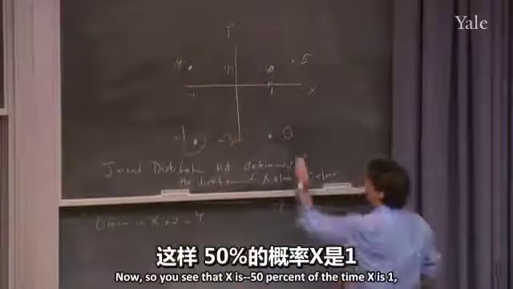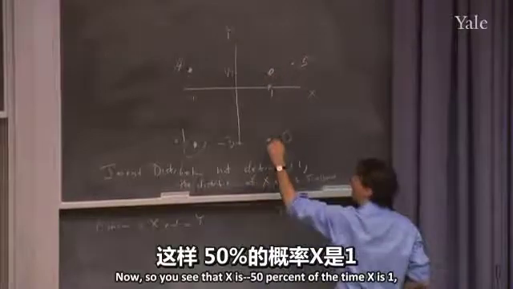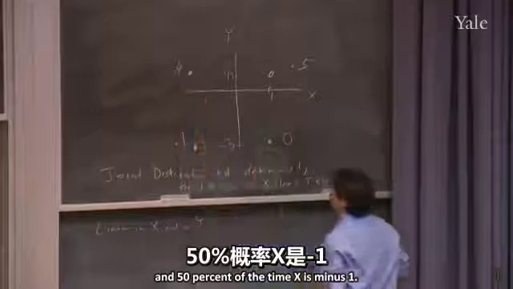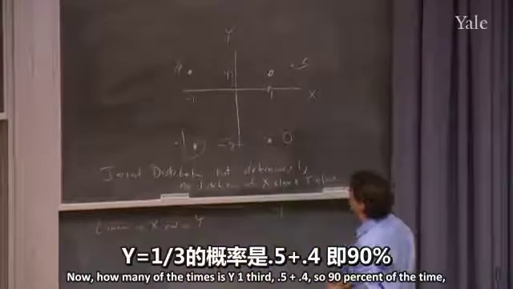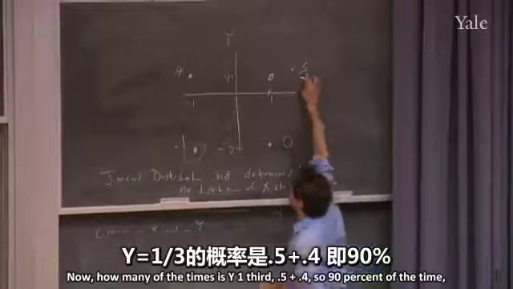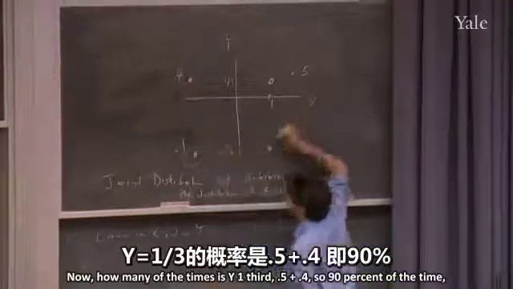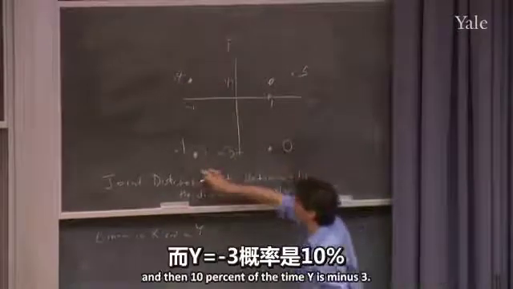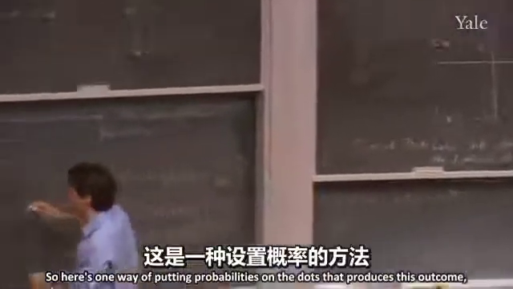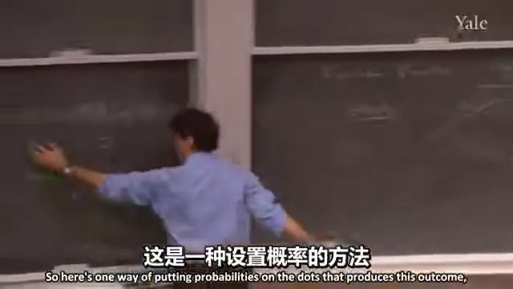Now, so you see that 50% of the time, x is 1, and 50% of the time, x is minus 1. Okay, now how many of the times is y a third? 0.5 plus 0.4, so 90% of the time. And then 10% of the time, y is minus 3. So here's one way of putting probabilities on the dots that produces this outcome.